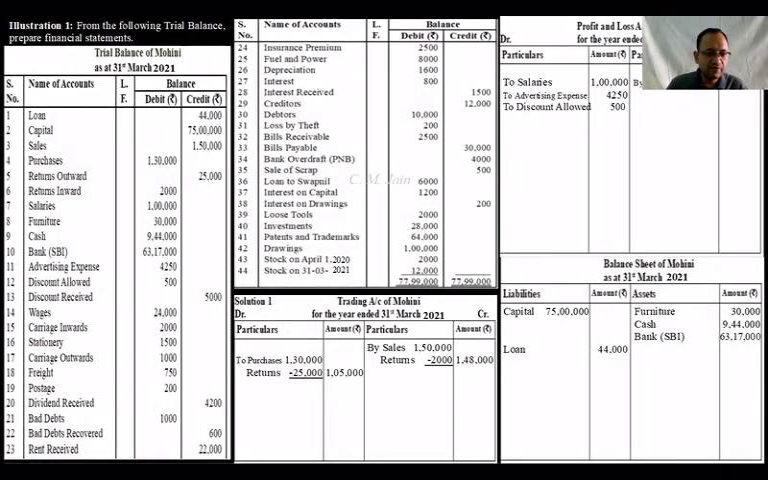So here we are given wages. It is a direct expense. In trading account debit side, to wages 24,000.